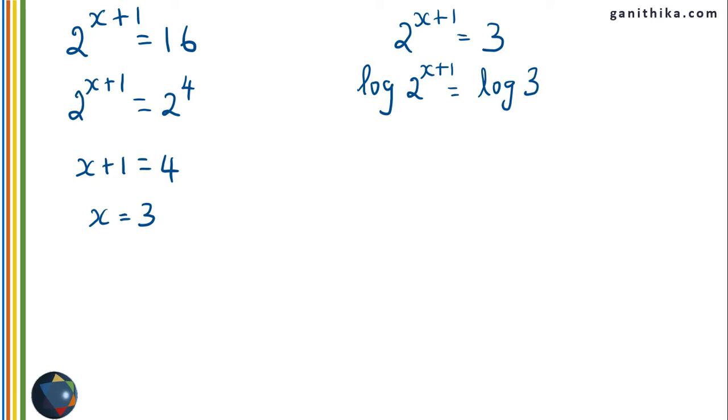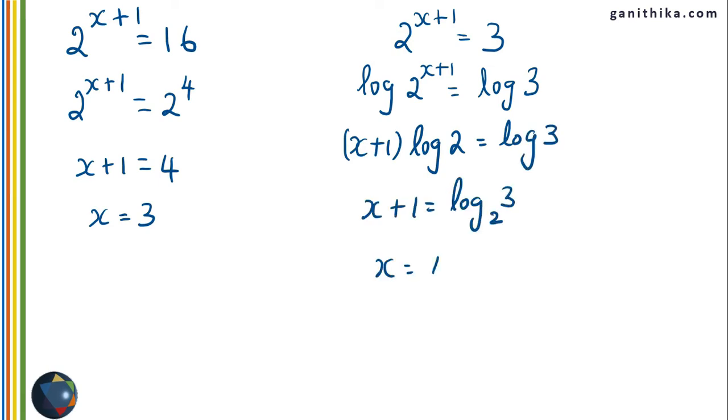Using the logarithmic rule, I get x plus 1 log 2 equal to log 3. And taking the log 2 to the right side, you get log 3 base 2 on the right side. Left side is x plus 1. And simplifying this, you get x is equal to log 3 base 2 minus 1. And this is the solution for 2 to the power of x plus 1 equal to 3.